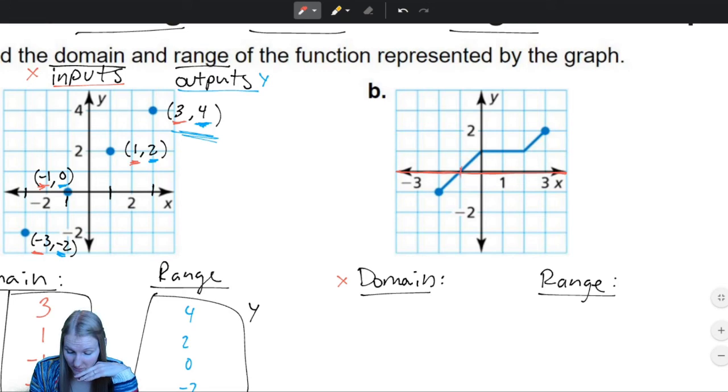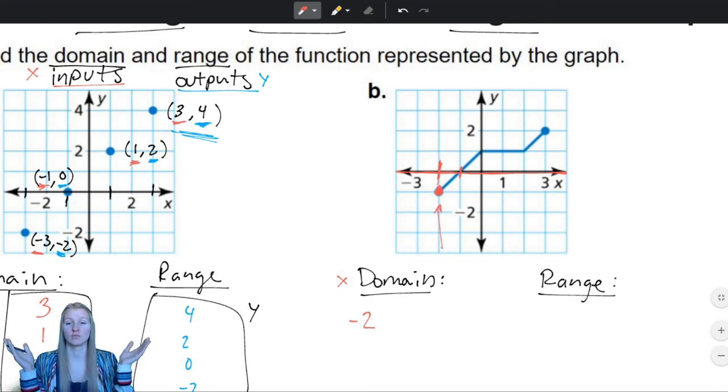So let's see, we have -1, and we have a point at -2. Do I have a point at -3? Oh no, the graph stops at -2. So the smallest number I can have in my domain, which is my x values, the smallest x value I can have is -2.